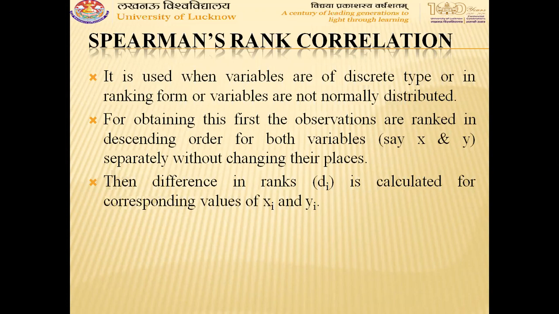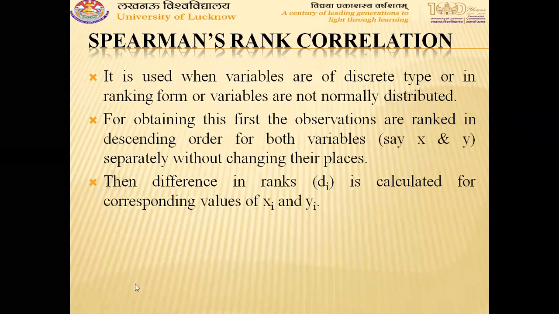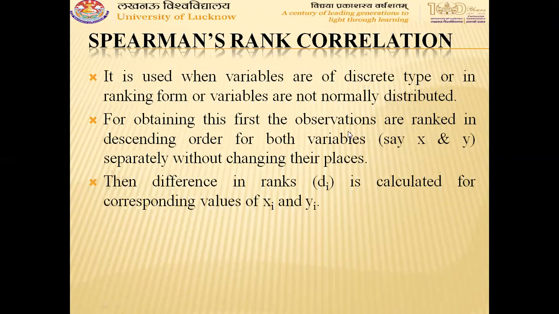If variables are rank order, then it's okay. If they are of discrete type, then we assign ranking to the observations. That is, first, the observations are ranked in descending order for both variables separately. We assign ranking 1 to n to the observations of variable x, and in the same manner we assign ranking 1 to n to variable y. But we cannot change the places of the observations, otherwise the rank correlation will not be obtained correctly.